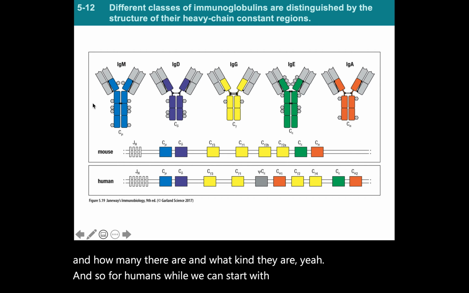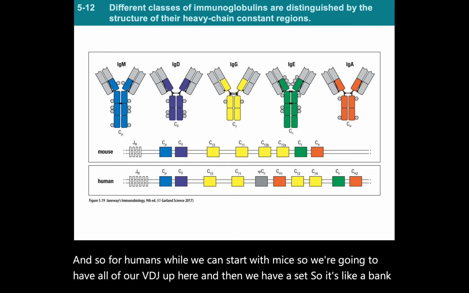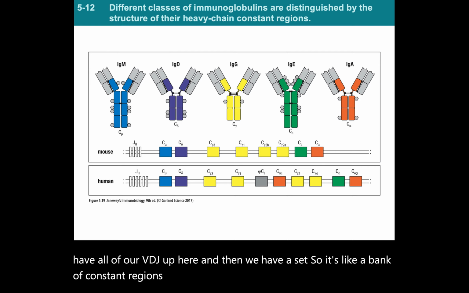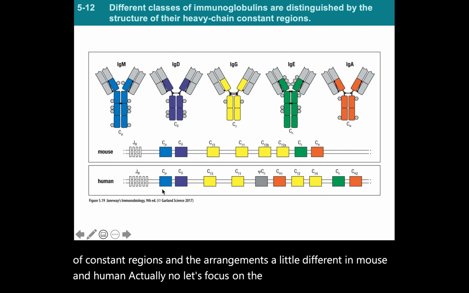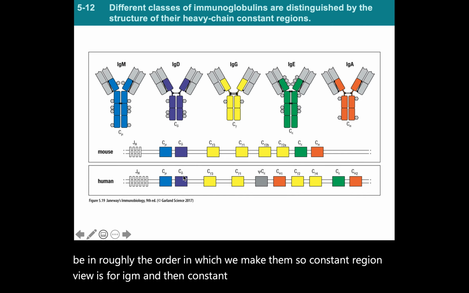And so for humans, well, all right, we can start with mice. So we're going to have all of our V, D, and J up here, and then we have a set, like a bank of constant regions. And the arrangement's a little different in mouse and human. Actually, no, let's focus on the human. So they're going to be in roughly the order in which we make them. So constant region mu is for IgM, and then constant region delta is for IgD.